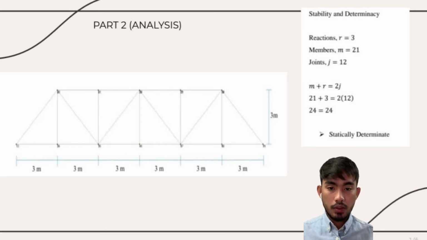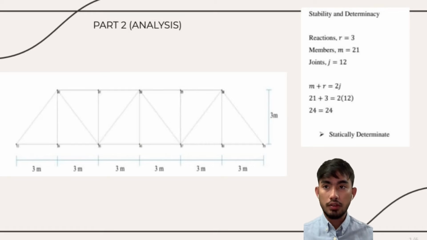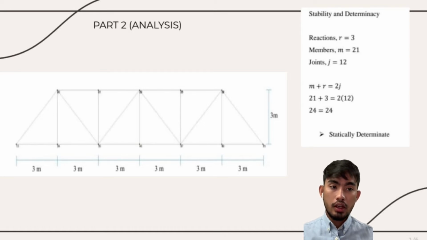My name is Muhammad Firdaus bin Muhammad Fazli. My matric number is CF20015. For my part, I will present part 2, which is the analysis for our project. And for this part, I will explain the internal forces.